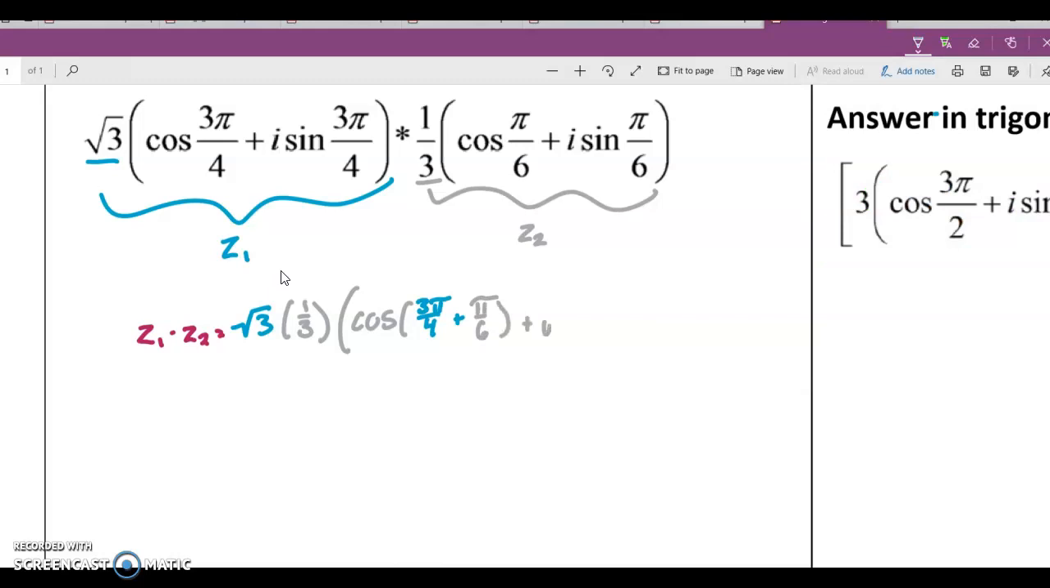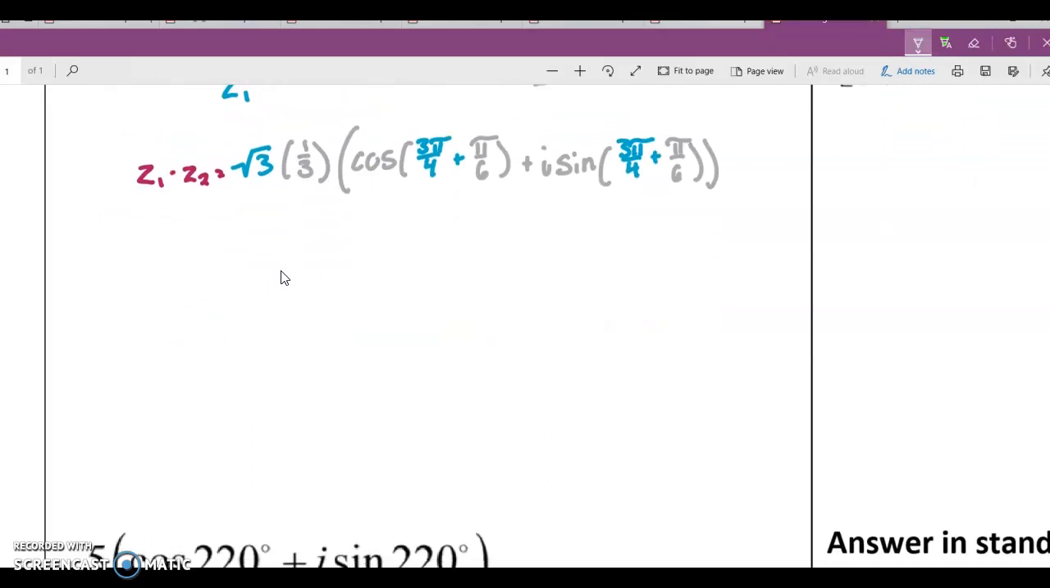plus i sine of 3 pi over 4 plus pi over 6. And that's it. So working through this, we can combine what we can.